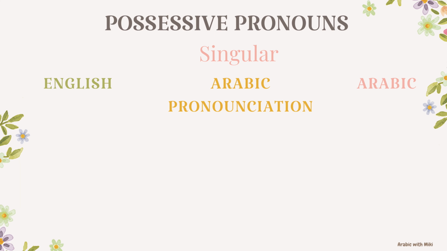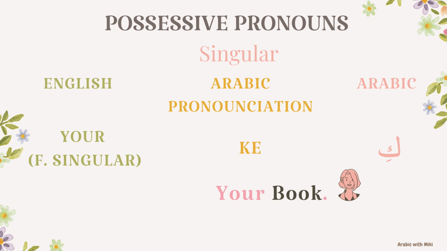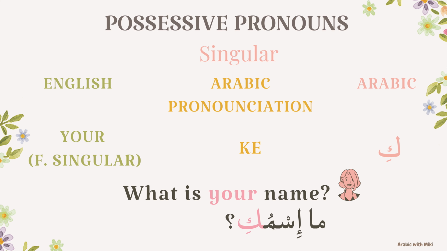Moving on to the third possessive pronoun, your for feminine singular, and it's pronounced as ki and represented by the letter ka with kasra. An example for it, your book, will be pronounced and written like this. Kitabuki, kitabuki. Let's see how it's used in a question. What is your name? It is pronounced and written like this. Ma ismuki, ma ismuki.